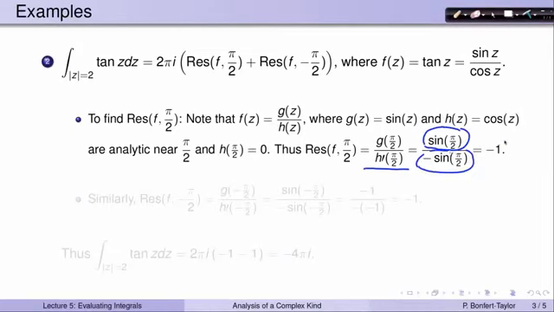Negative sine of pi over 2 is negative 1. The quotient evaluates to negative 1. And therefore, the residue of f at pi over 2 equals negative 1.